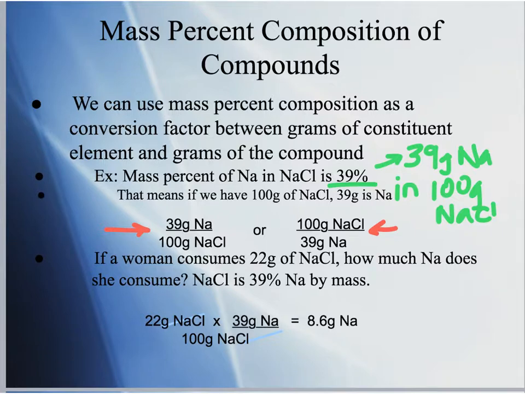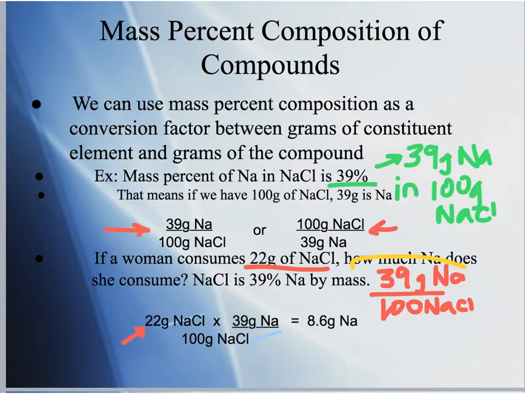Here's an example question. It says, if a woman consumes 22 grams of sodium chloride, how much sodium does she consume? And remember, here's our conversion factor. We know that sodium chloride is 39% sodium by mass. So that means for every 100 grams of sodium chloride, 39 grams of it is the sodium itself. So that's our conversion factor. So we start with what we're given in the question, our 22 grams of sodium chloride, and then we use our 39 over 100 as our conversion factor.